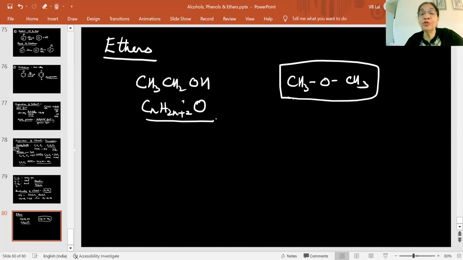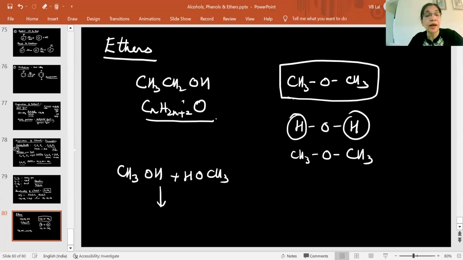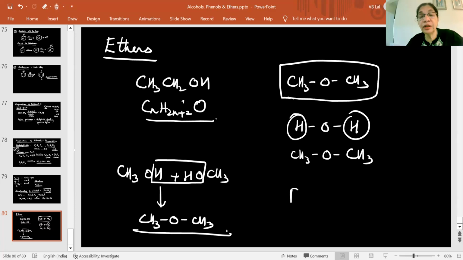So ethers can be considered like water. What is water? HOH. You remove both the H's and replace them with alkyl groups. It becomes an ether. Or an ether can also be called a dehydrated alcohol. If I take two molecules of alcohol, CH3OH plus another CH3OH, and I remove a water molecule from here, what will I get? CH3OCH3. So ethers can be generally written as ROR. Both the R's may or may not be the same.